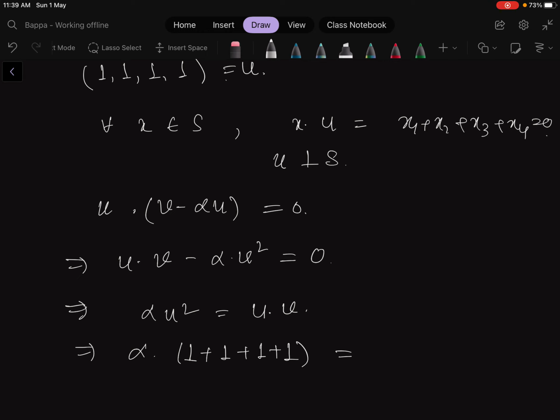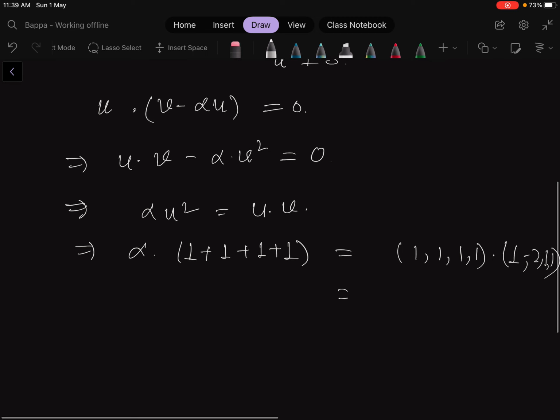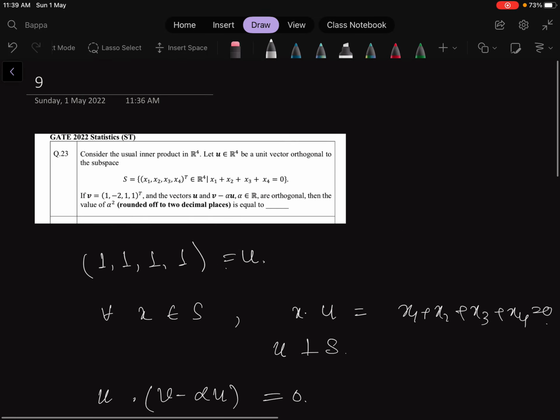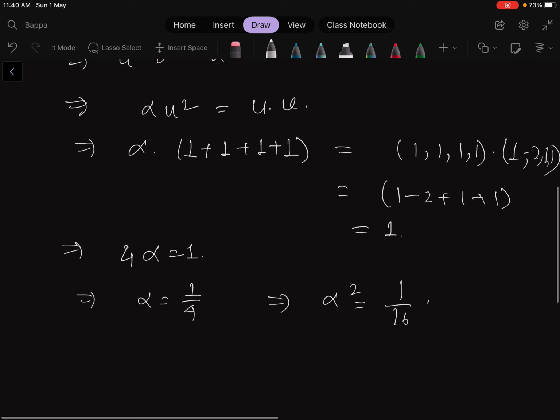u times v means (1, 1, 1, 1) times (1, minus 2, 1, 1). So this is equal to 1 minus 2 plus 1 plus 1, which is equal to 1. That means 4 alpha equals 1, and so alpha equals 1 upon 4, and you are asked to find alpha squared. So alpha square is 1 upon 16, which is going to be 0.0625. So this is the answer.